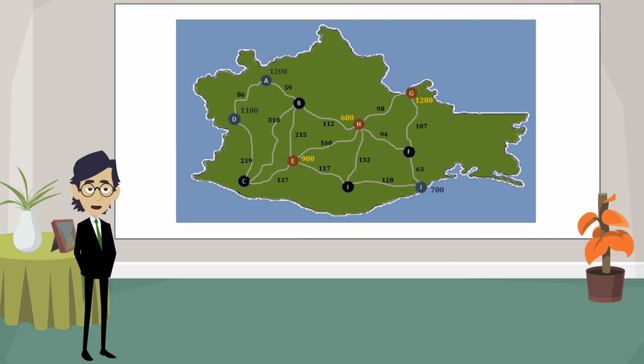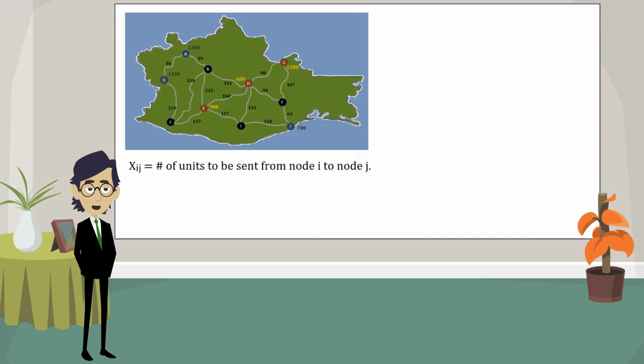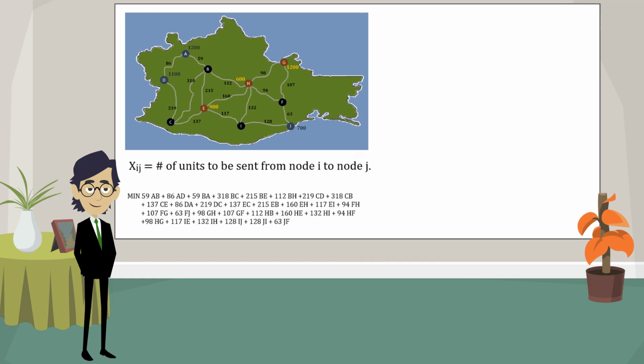Let's start with the model formulation. Define x_ij as the number of units to be sent from node i to node j. Therefore, our objective function will be as follows. Notice that the trajectory AD is found in this function. But the trajectory DA is also found. This means that we can send units from node A to node D, but we can also send units from node D to node A.